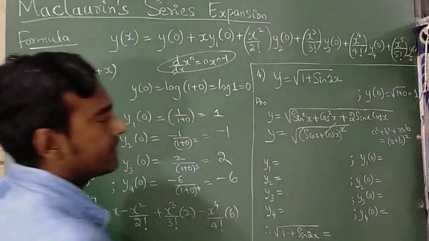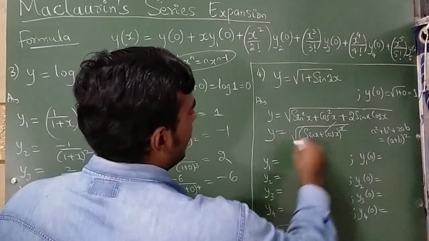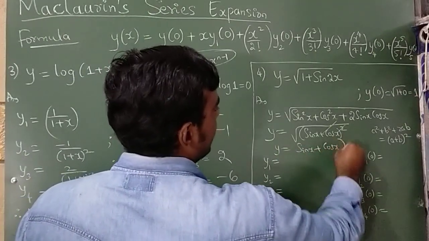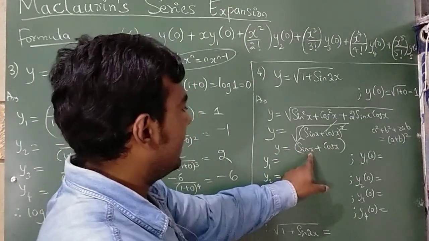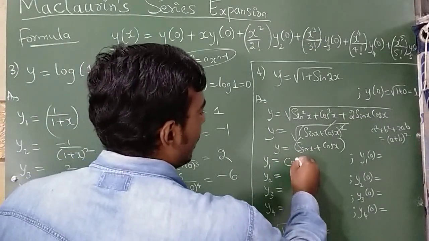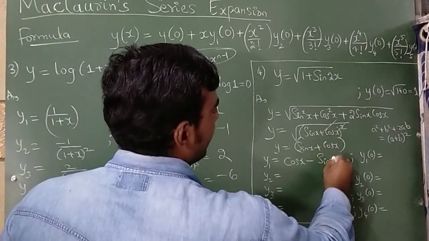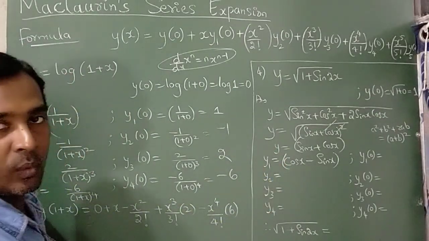Square and root get cancelled. So what is the value of y now? It is sin plus cos. Sin x plus cos x is the value of y. Now if I differentiate this, then differentiation of sin is cos and minus differentiation of cos is minus sin, and if I differentiate y, then I'll get y1.